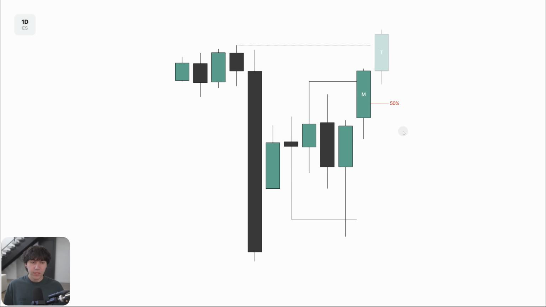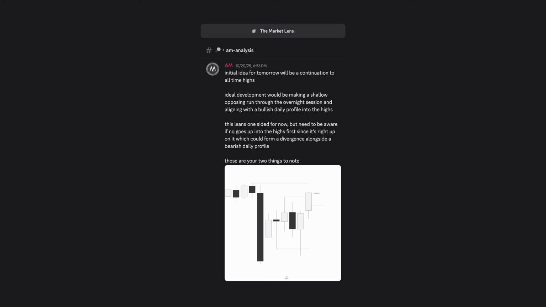And 50% here is from the low to high of Monday's candle, that entire daily range. And I want to see Tuesday put in a shallow opposing run, a small wick in respect to 50%, because that is going to hint at supporting the expansion move into these highs. So that's my invalidation point, wanting to see a low of day on Tuesday form above that level, and then we can look to trade up into those highs. So this is the idea.